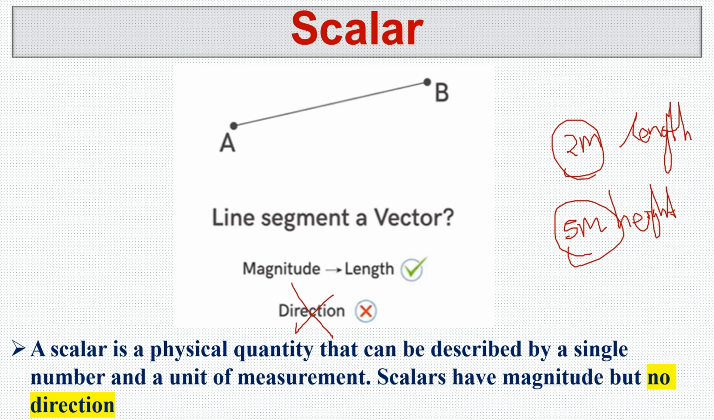If some quantity is simply saying 2 meters, 3 meters, 5 kilometers, these are scalars because this quantity doesn't have a direction. So a scalar means a physical quantity that can be described by a single number and a unit of measurement. Scalars have magnitude but no direction. That's the key: there's no direction for a scalar.